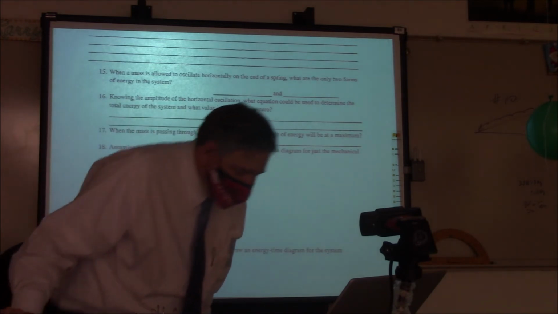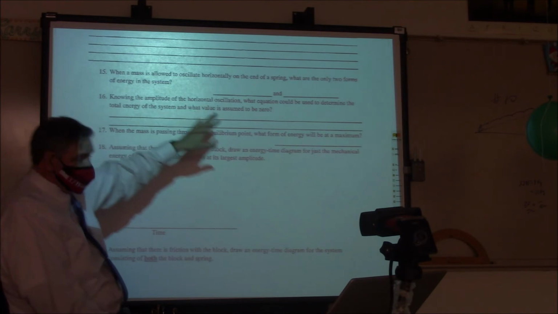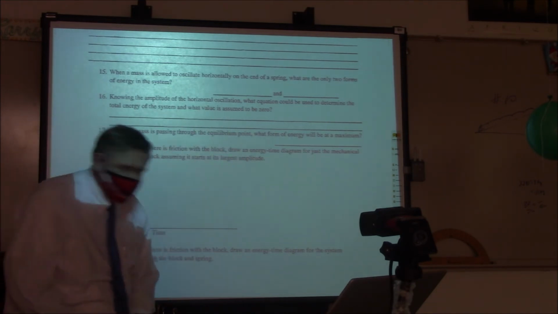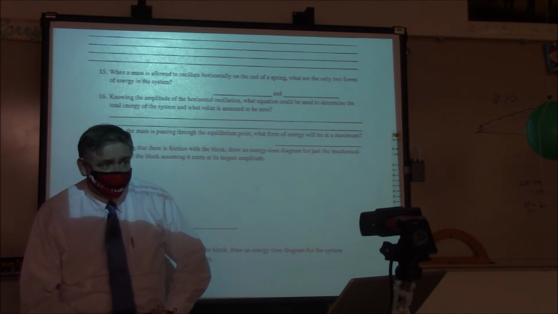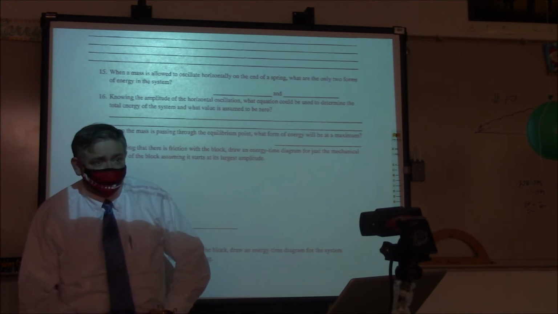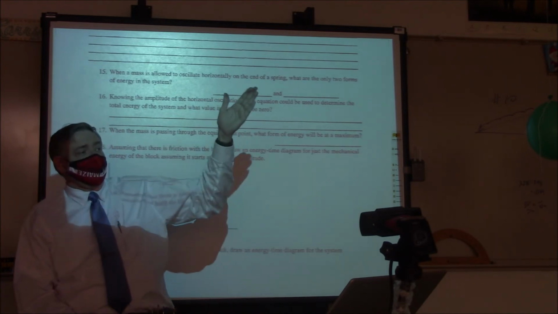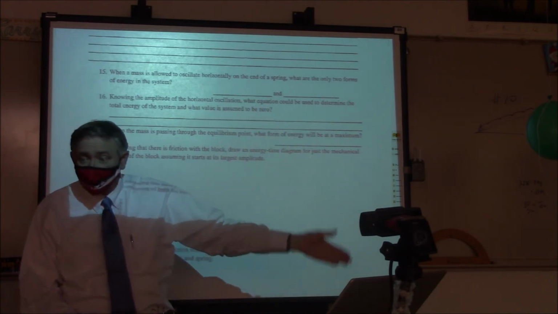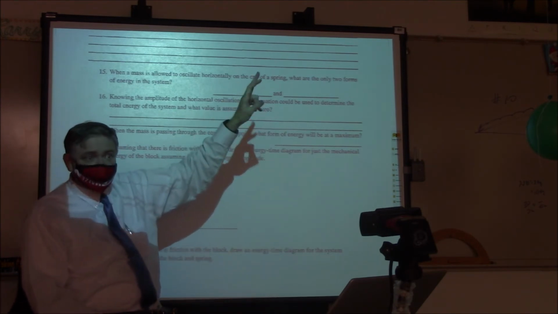Because it's oscillating horizontally, let's make sure everybody's cool with this answer. What are the only 2 types of energy I can have? Potential and kinetic. I can have energy in the spring, and I can have translational kinetic energy. So this is going to be Us and KT.